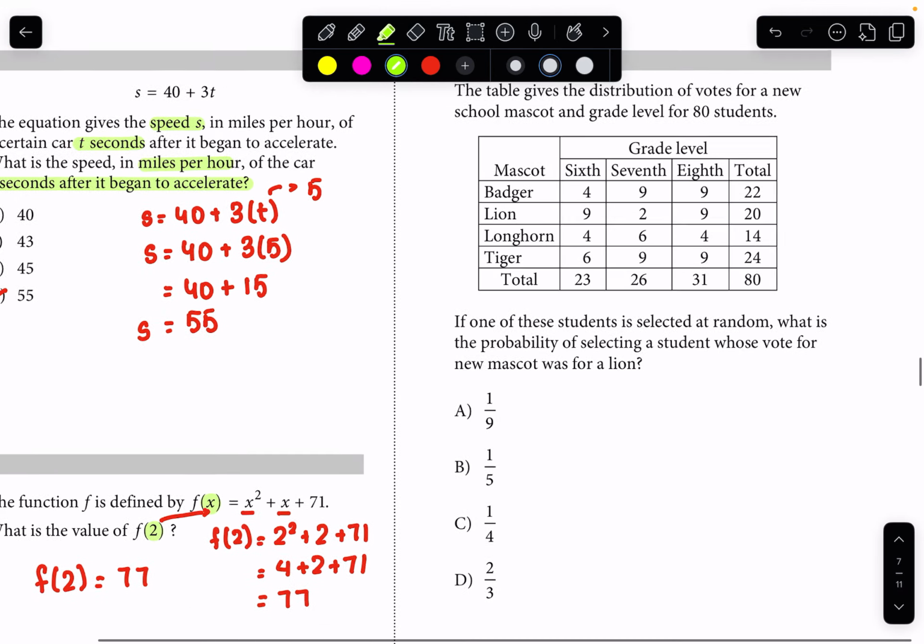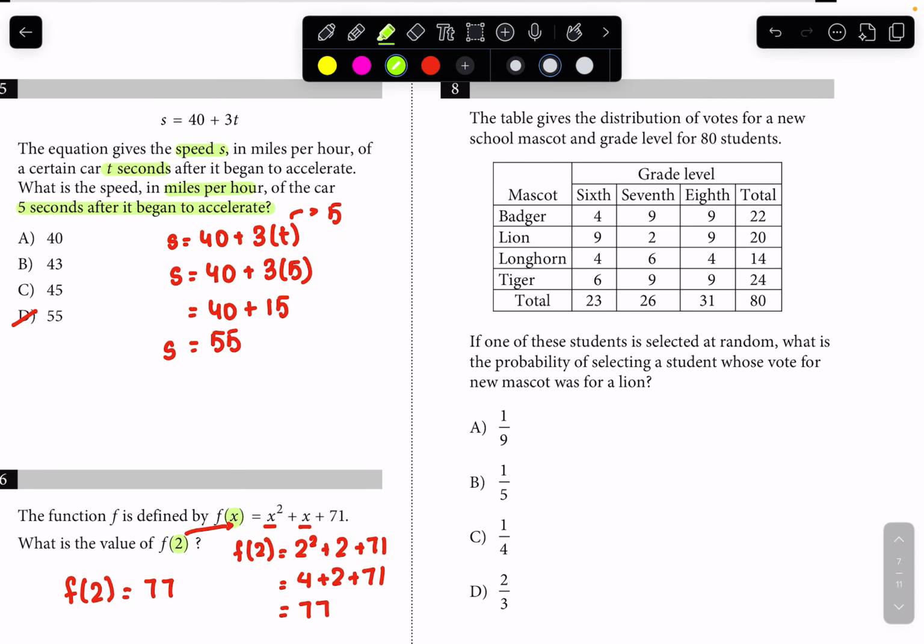Now for question 8, they're saying the table gives the distribution of votes for a new student mascot and grade level for 80 students. If one of these students is selected at random, what is the probability of selecting a student whose vote for new mascot was for a lion?